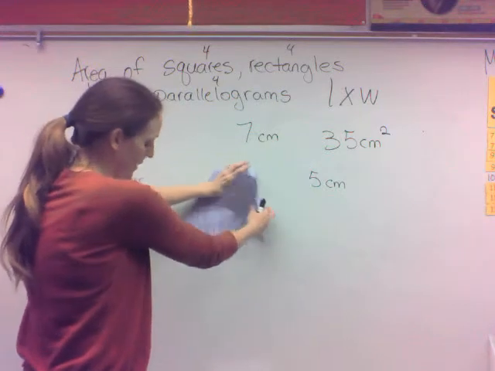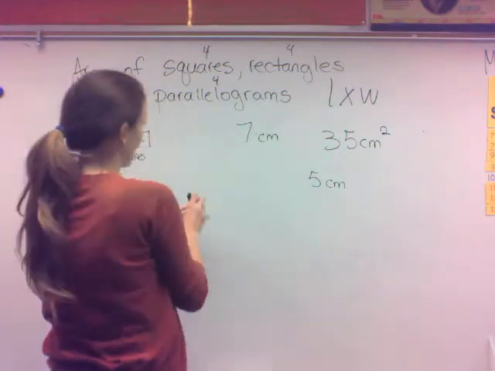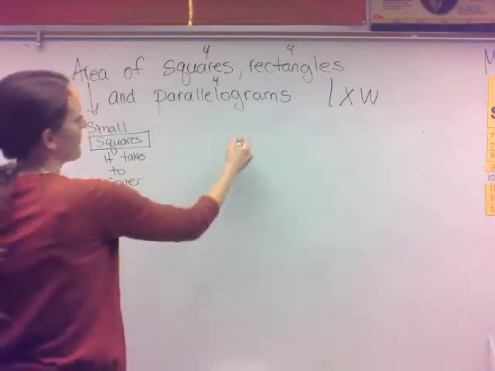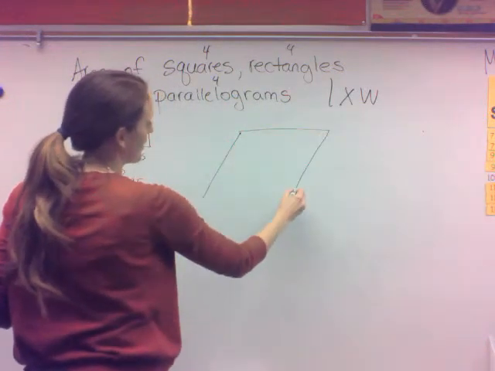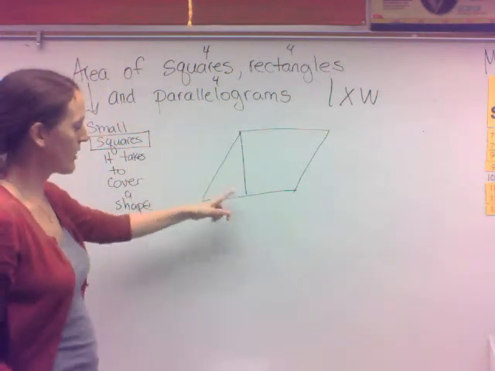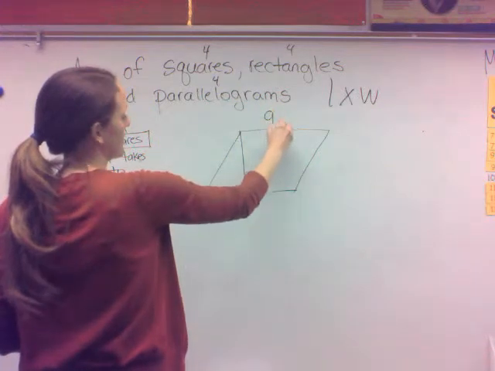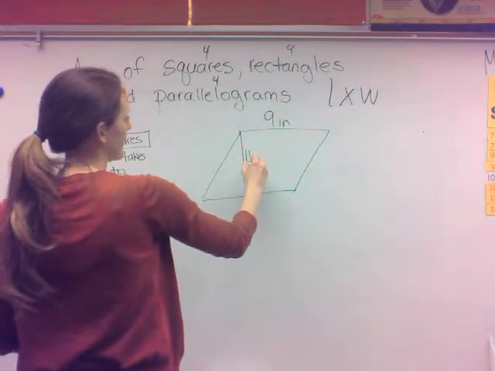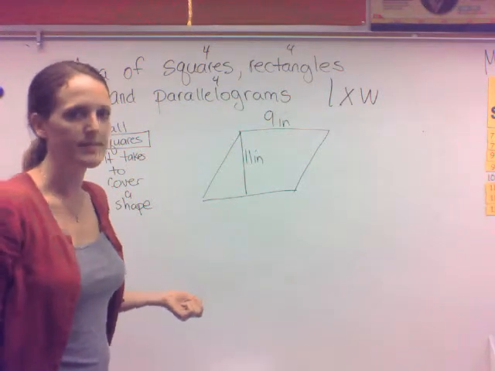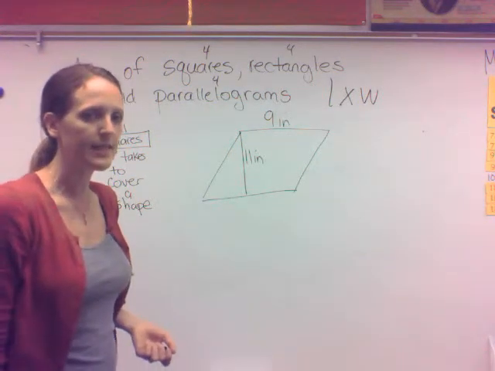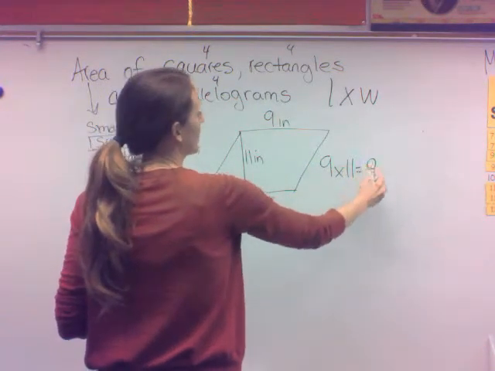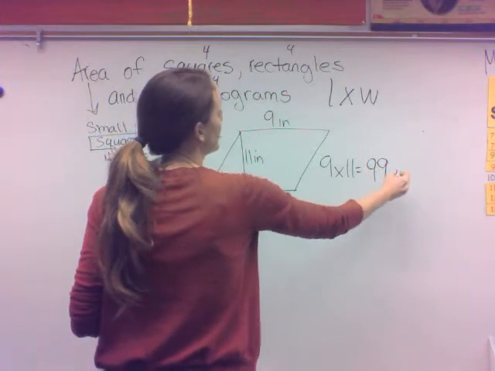So now let's look at what that might look like if you were given a parallelogram. This is how it'll be given to you. They'll give you the length and the width, and they'll tell you this is 9 inches and this is 11 inches. So how do we do it? It's a parallelogram. It's the same thing as a rectangle. Nice and easy. You just multiply them together. 9 times 11 gives you 99 inches.